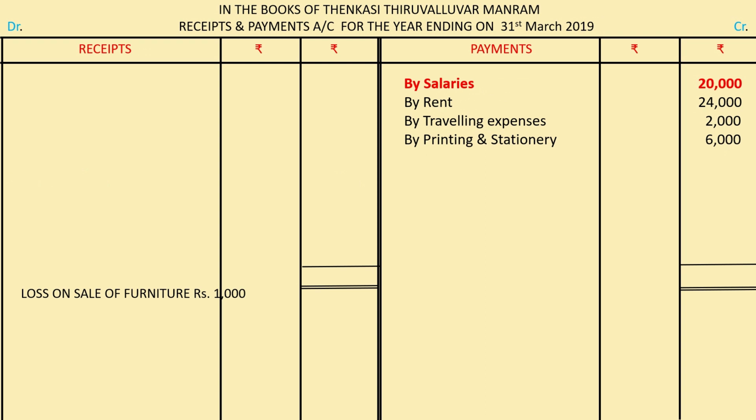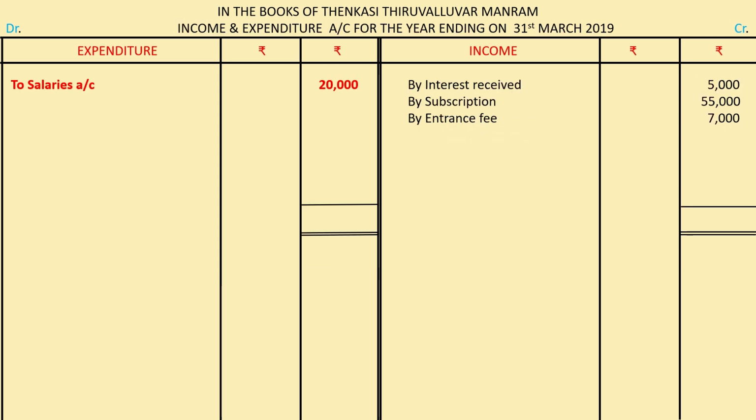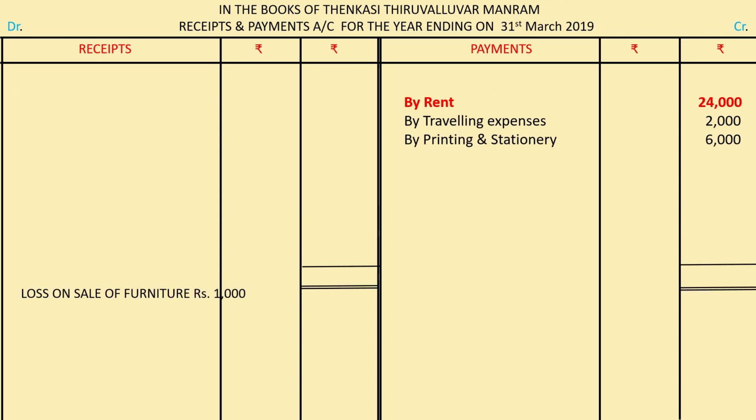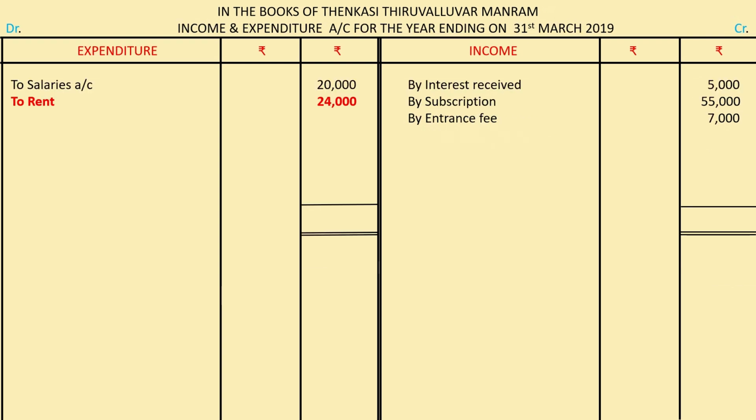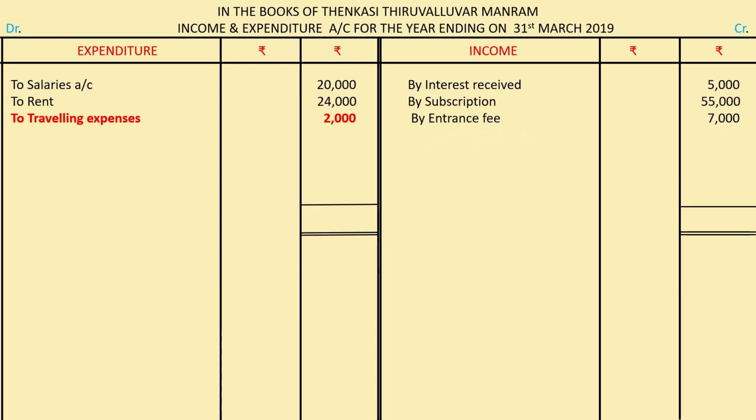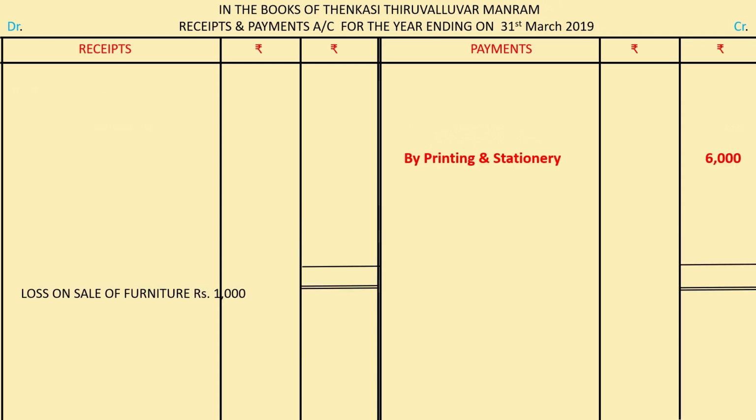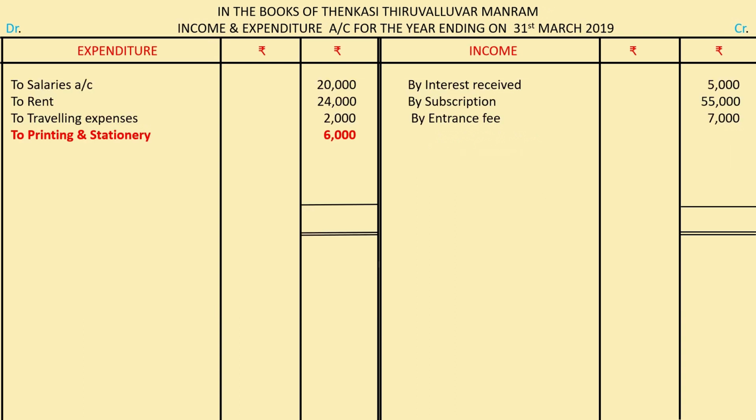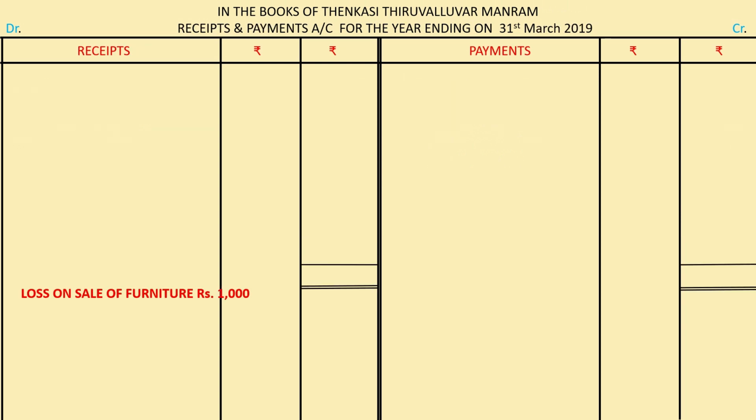Salaries 20,000 will be shown in the debit or the expenditure side of the income and expenditure account: to salaries 20,000. By rent 24,000 in the payment side will be taken to the debit side of income and expenditure account: to rent 24,000. By traveling expenses 2,000 will be shown as to traveling expenses in the income and expenditure account. By printing and stationery 6,000, that is the last expense from the receipts and payments account: to printing and stationery 6,000. We have completed whatever was given inside the receipts and payments account.